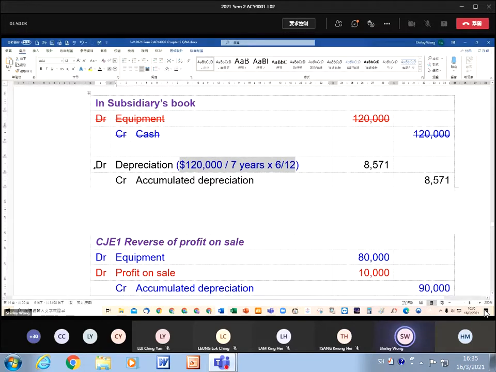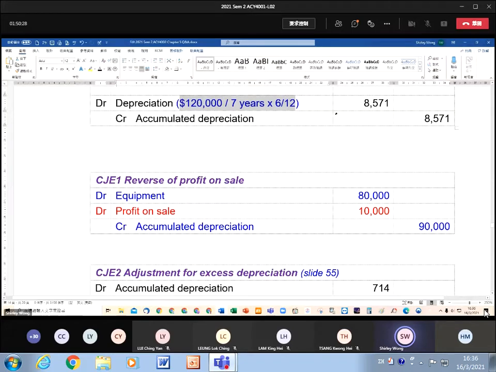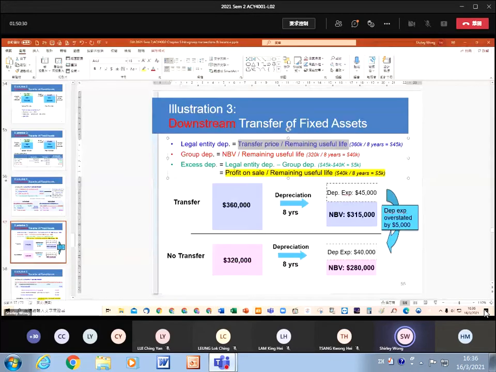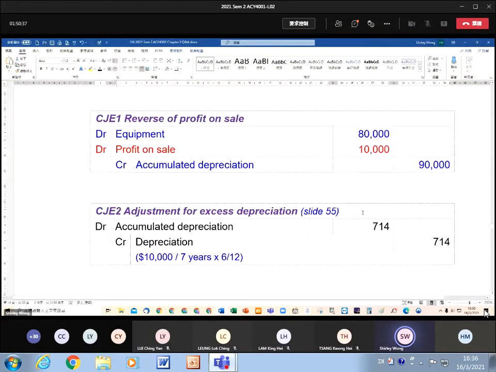Okay, sorry for that. So here in the subsidiary's book, it will prepare the depreciation: debit depreciation, 120,000 divided by 7 years, because it is the transfer price divided by the remaining useful life, and then times 6 months because it is purchased in the mid of the year. So they will do that. However, for us, when we calculate the depreciation, we will ignore what you have done. We are using the shortcut. We will base on the profit on sales divided by the remaining useful life. Therefore, the second journal entry is 714.